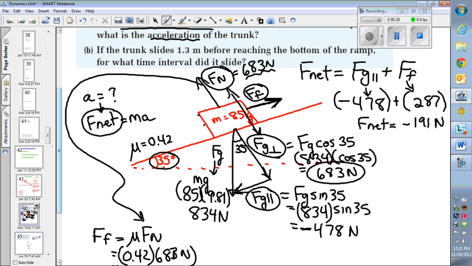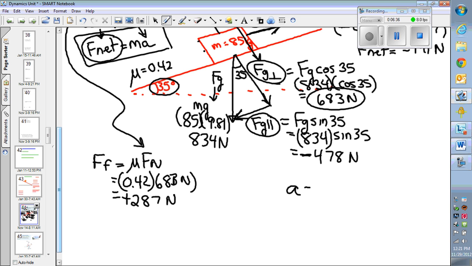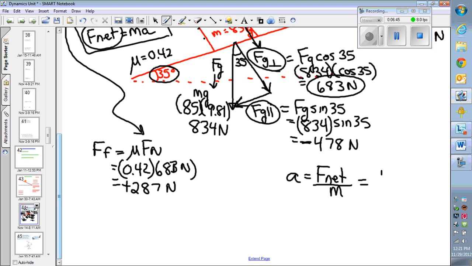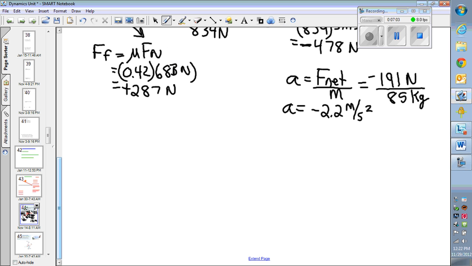I said here that if I knew the net force and the mass, I can figure out that acceleration. So that's our last step to do. The acceleration is going to be F net divided by mass. So we take F net over m. My F net was 191 newtons down the plane, so negative 191 newtons. My mass was 85 kilograms. And so I get an acceleration that is a negative 2.2 meters per second squared, which means instead of writing the negative, it means 2.2 meters per second squared down the plane as my direction.